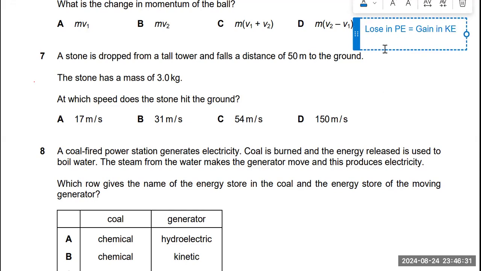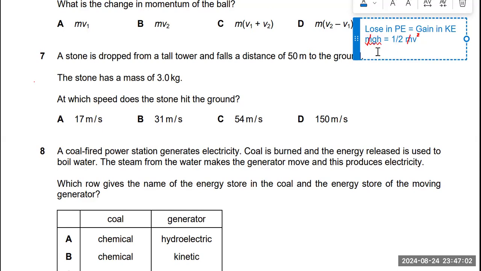The formula of potential energy is mgh, which is equal to gain in kinetic energy, 1 by 2 mv square. Square you have to write in power. I will write here mv square. Now you can see mass cancels out with that m.